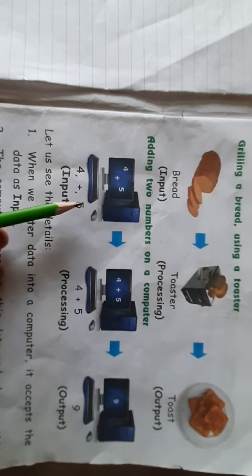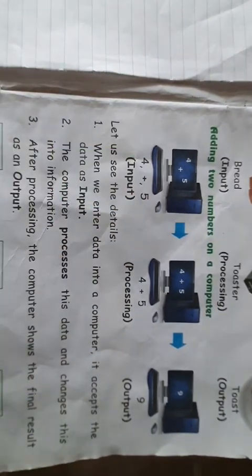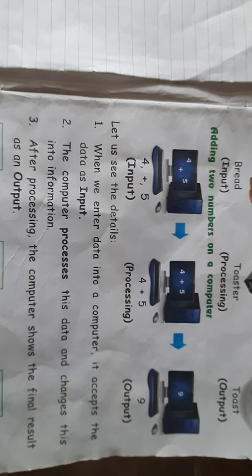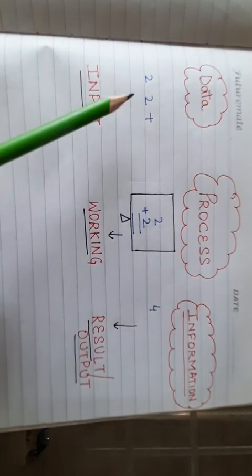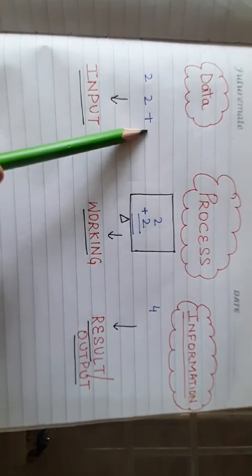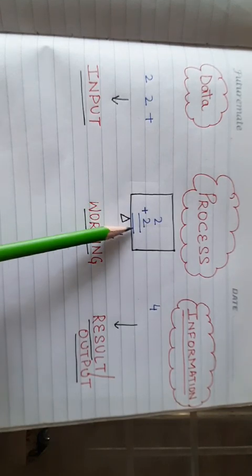Next is adding two numbers on a computer. Now you have two numbers you want to add in a computer. Now how will the computer work? It is very simple. Let me take another example for more clarification. Look children, we want to add 2, 2 and plus. So we give this data to the computer. Suppose this is your computer.